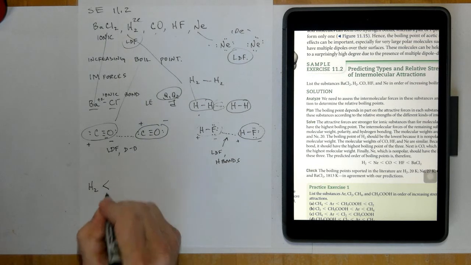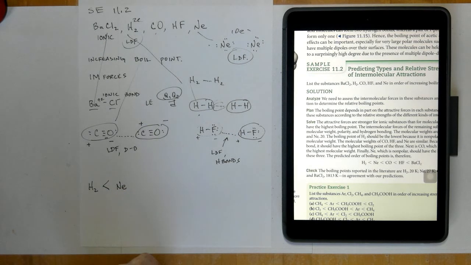And so then neon would be just a little bit higher boiling point because it has a few more electrons, 8 more to be correct.